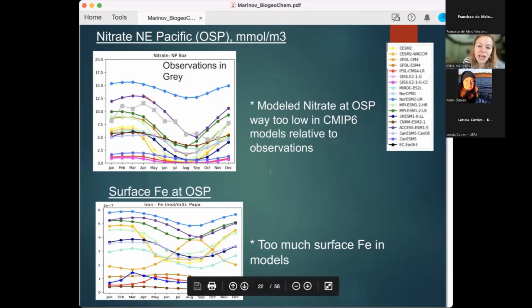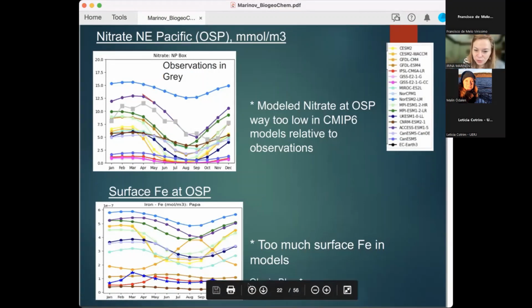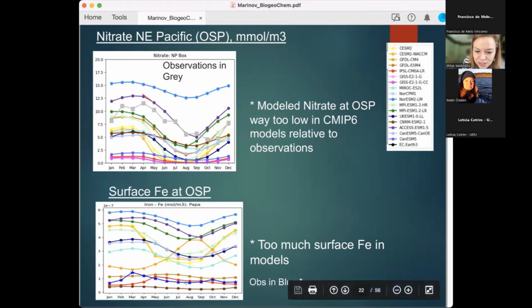Here I have surface iron at Ocean Station Papa. And sorry for shifting on you. In blue, I have observations, and all of these models, basically with one model exception, CNRM. Maybe IPSL doesn't do too badly. So with maybe two model exceptions, all the other 10 models that I have here have too much iron at Ocean Station Papa.